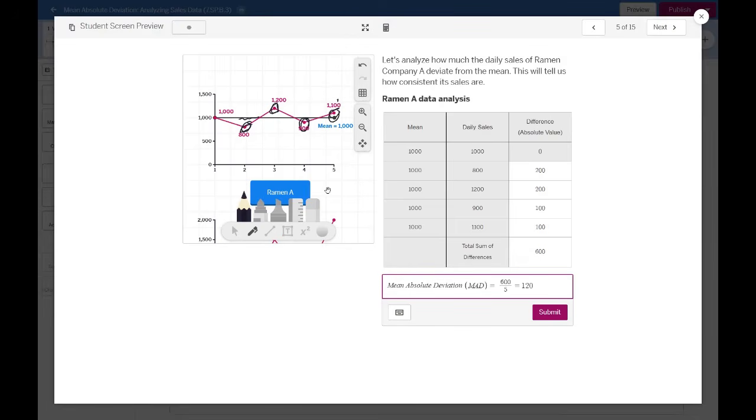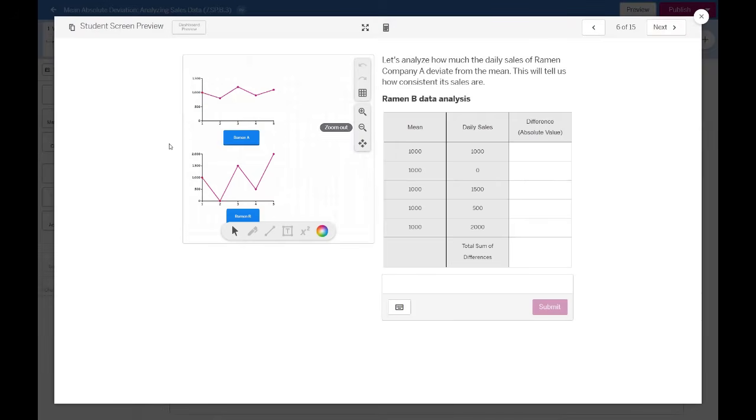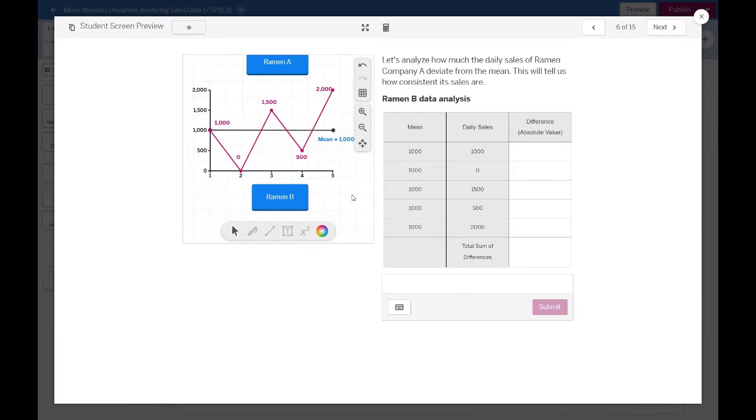Okay, but how about for Ramen B? What do you think will be the MAD, or the mean absolute deviation, of Ramen B? Let's try to check. We can see here that 1,000 doesn't have any difference to the mean, which is 1,000, so that is still 0. And for the 0, there's a difference of 1,000.